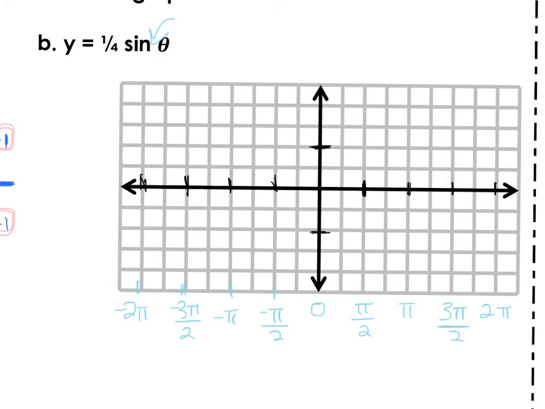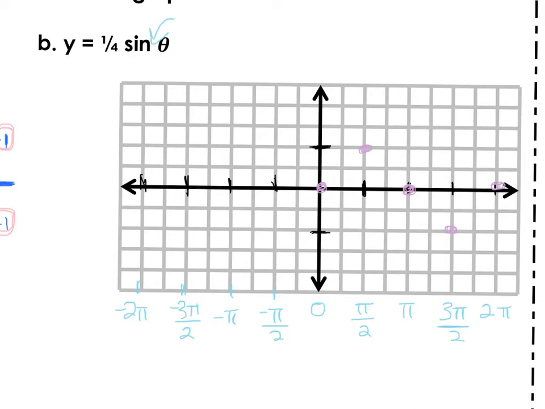So at 0, sine of 0 degrees. If you recall from your unit circle, sine of 0 is 0 because sine values are the y values. The sine of pi over 2 is 1. The sine of pi is 0. The sine of 3 pi over 2 is negative 1, because that's 270.